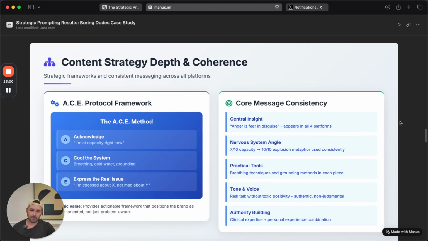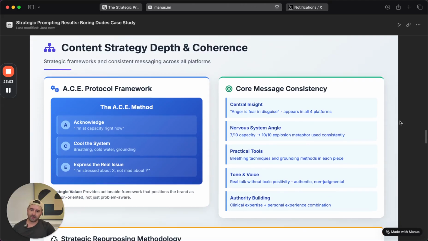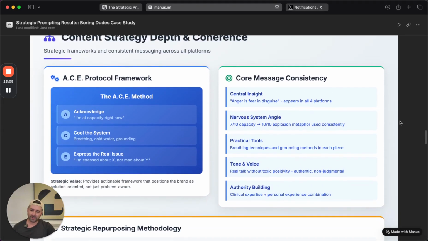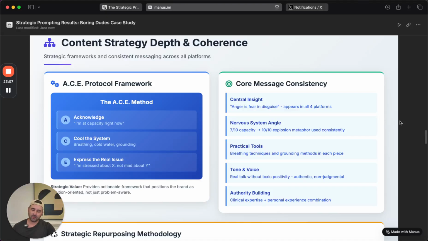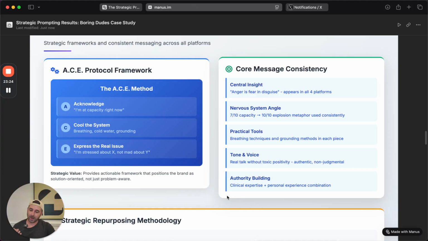All right, so I really liked this ACE protocol framework that was developed. You can see that this was in the YouTube script, but it's important here that we've got actionable, useful information that people can get value from. So this is acknowledge, cool the system, express the real issue. Actionable framework that positions the brand as solution-oriented, not just problem-aware, not just stoking the fire, not just engagement baiting. It's giving you really solid takeaways and really solid payoff.